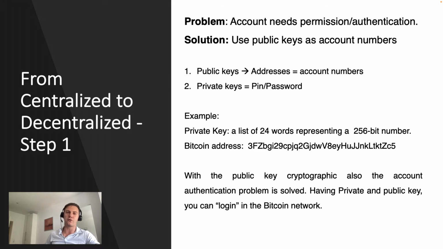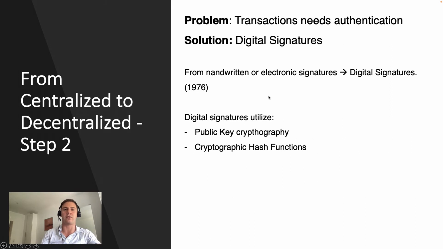You need the software to generate the private keys. Then you use the mathematical algorithm that Bitcoin is using, and you generate the public keys. The private key is generally a list of 24 words representing a 256-bit number. And an example of a Bitcoin address is a long word composed of hexadecimal numbers. So that would be the first step. You don't need any more account, and you don't need permission. Everyone can join without asking permission from a third party.